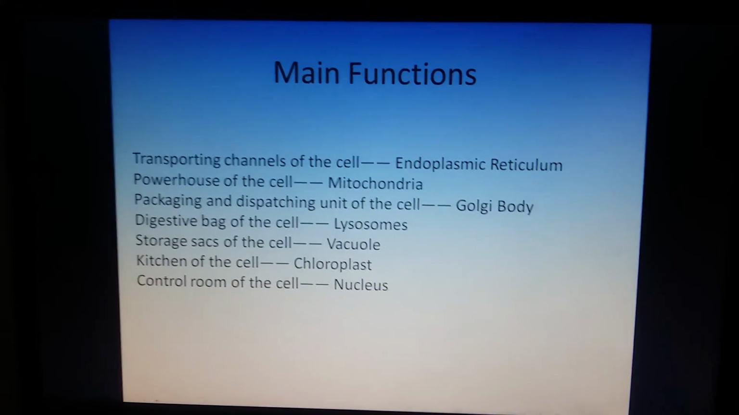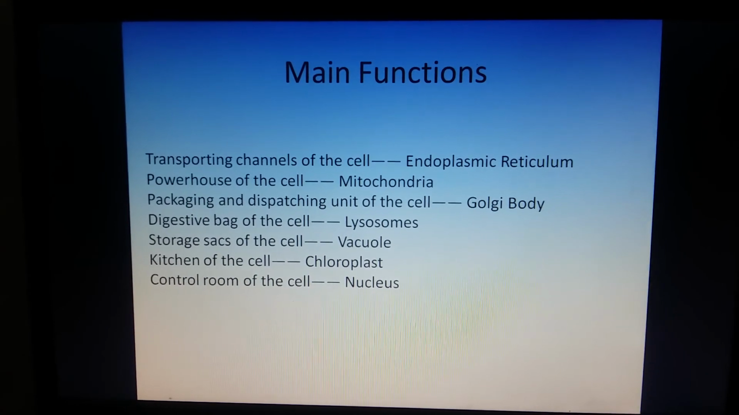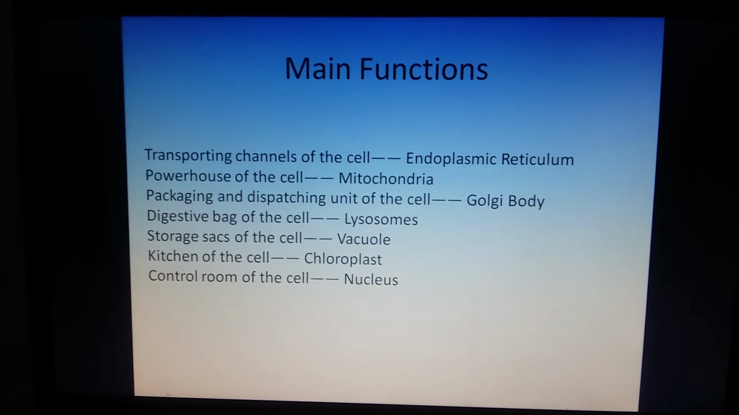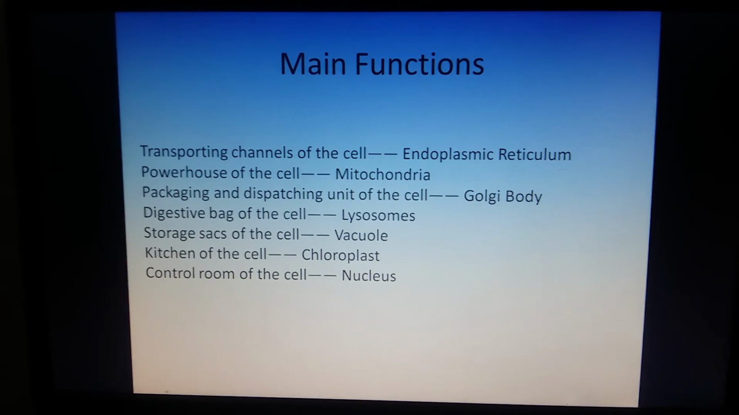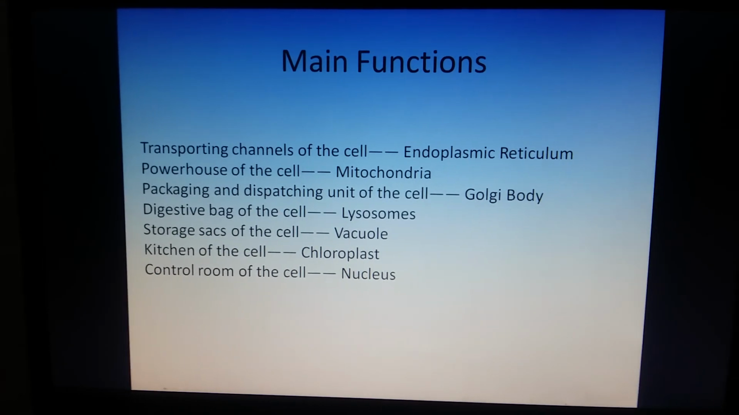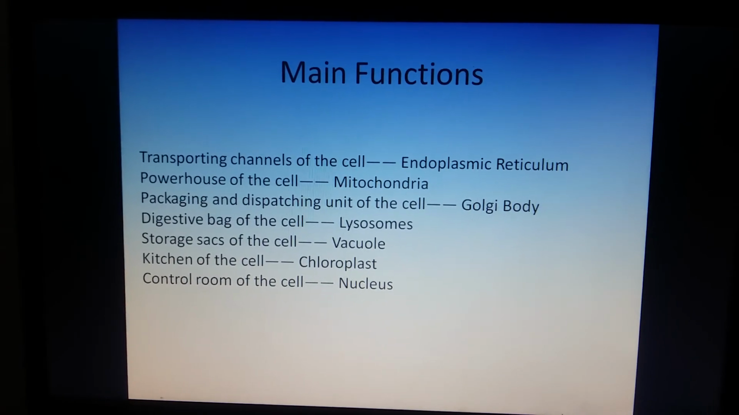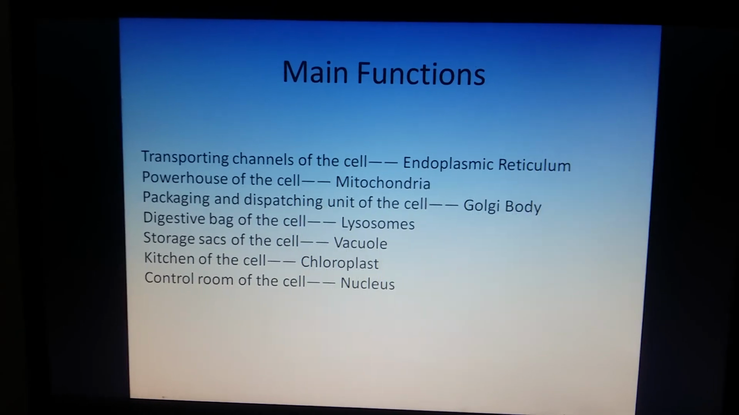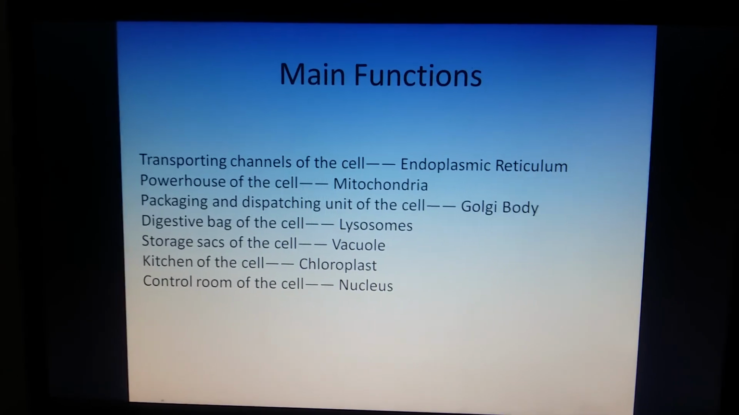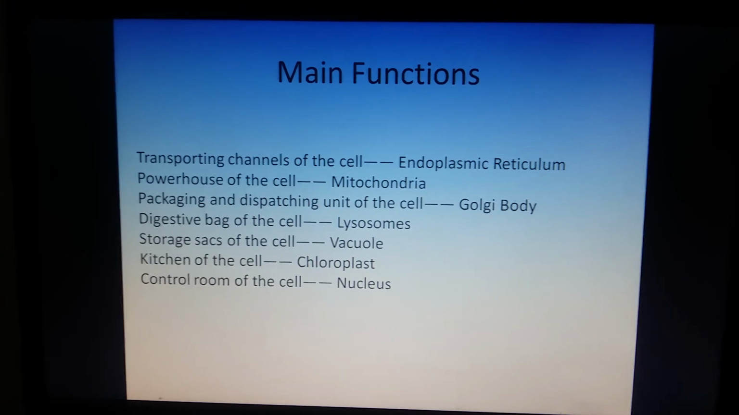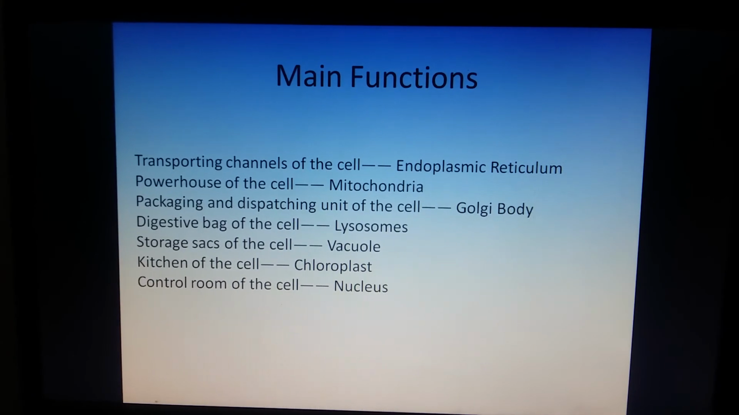So for now, you can remember the main functions. The endoplasmic reticulum is responsible for transporting, they are the transporting channels of the cell. Mitochondria are the powerhouse of the cell. Golgi body is responsible for packaging and dispatching. Lysosomes are the digestive bags of the cell. Vacuoles are storage sacs of the cell. Chloroplast, we have not studied today because when we study plant cells, at that time we will study chloroplast. Chloroplasts are the kitchen of the cell and the nucleus is the control room of the cell.